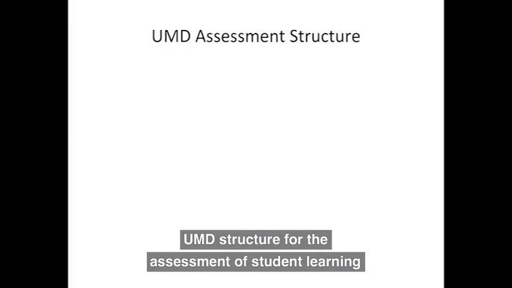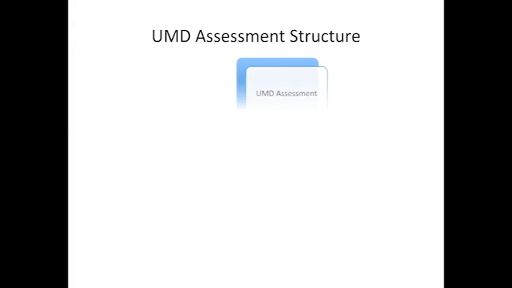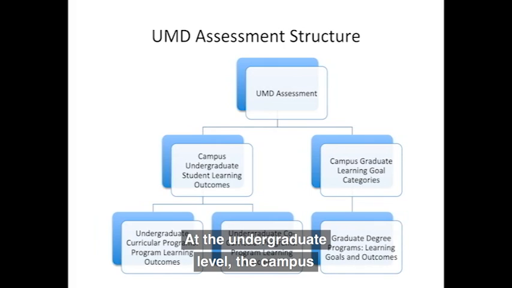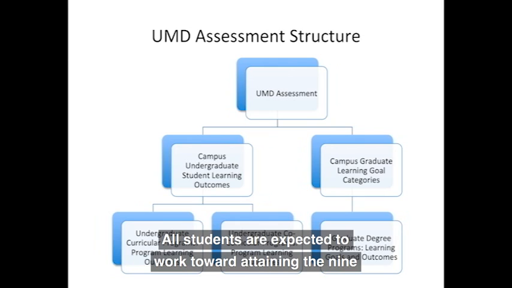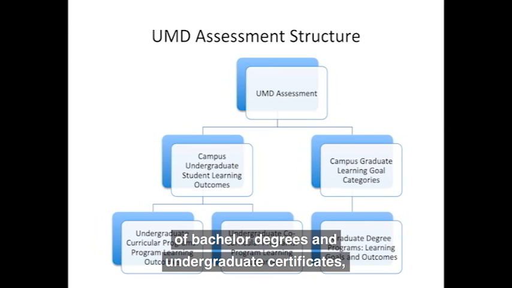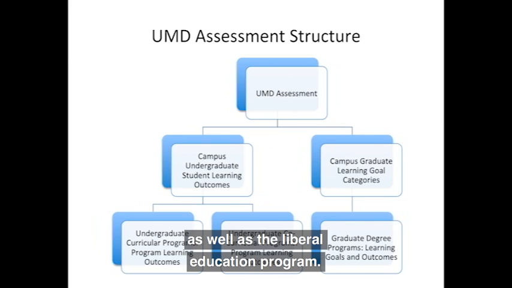UMD's structure for the assessment of student learning is divided into two categories: undergraduate and graduate. At the undergraduate level, the campus has 9 student learning outcomes. All students are expected to work toward attaining the 9 student learning outcomes by engaging in both curricular and co-curricular programs. Curricular programs are comprised of bachelor degrees and undergraduate certificates, as well as the liberal education program.